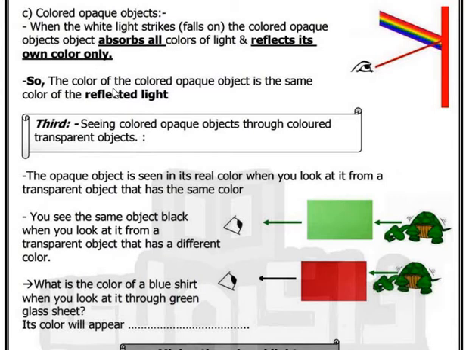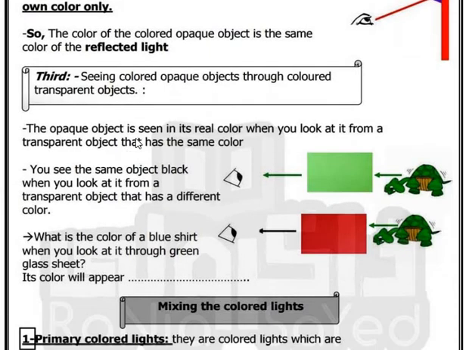Now we will learn together how we can see a colored opaque object through a colored transparent object. What does that mean? It means how I will see the opaque object only through a transparent object. Example number 1: I have a green turtle and this is a green glass sheet. The turtle is opaque and the glass sheet is transparent.